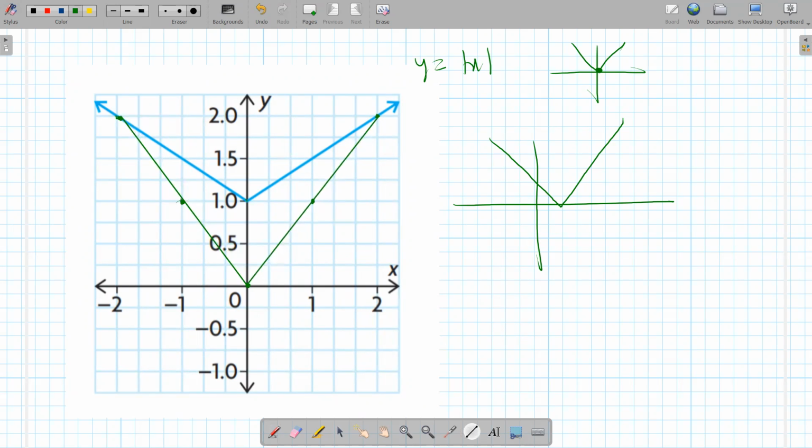Yeah, and this is the original parent function. This is the transformed one, the blue one is the transform. So we know for sure it goes right 1... oh, it goes up 1. That's what we know for sure. Yeah, it goes up 1.